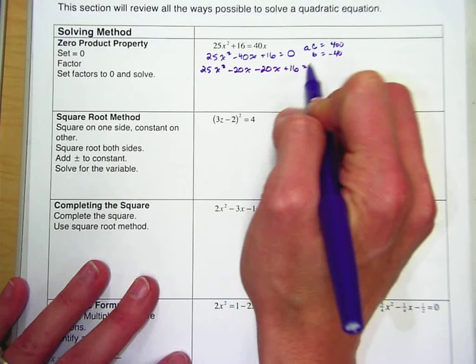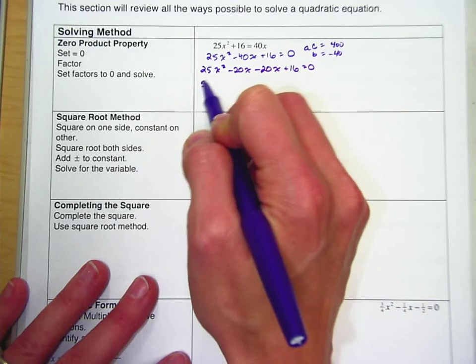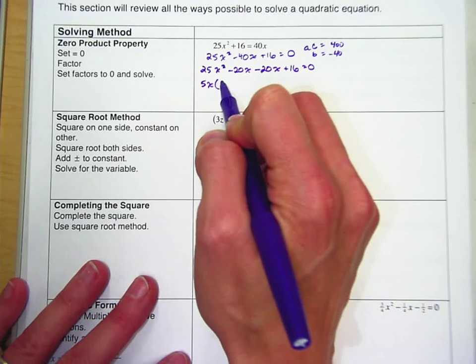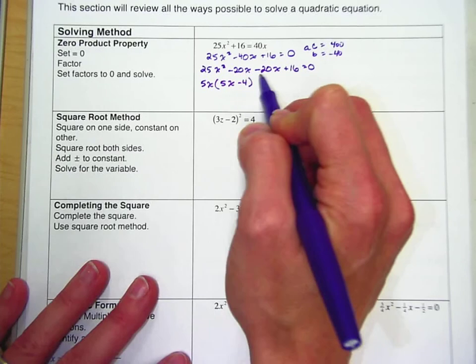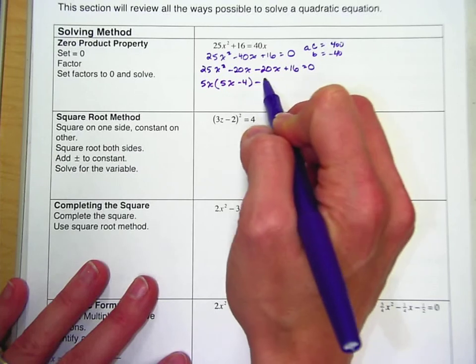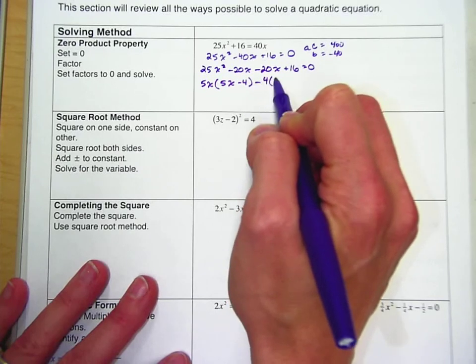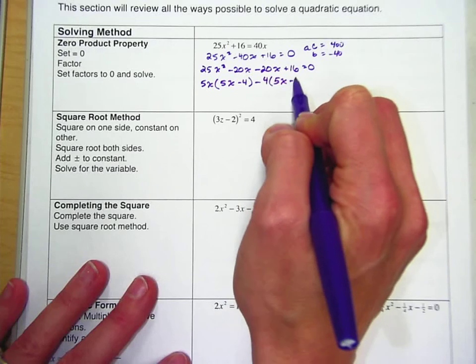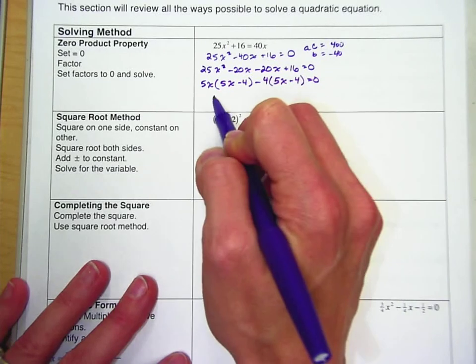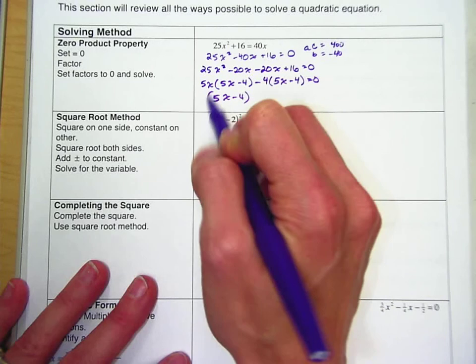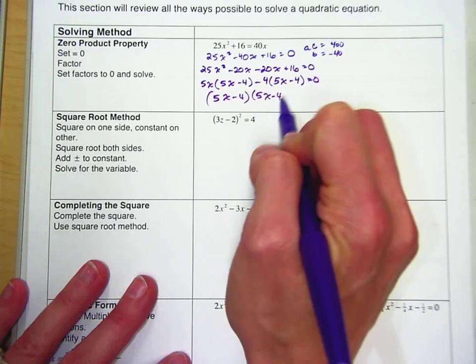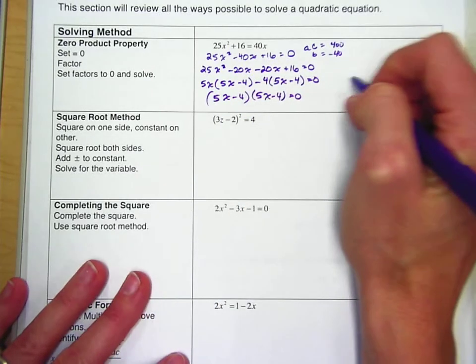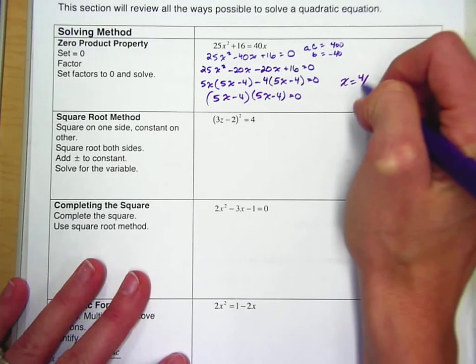So then we would get 25x squared minus 20x, that's how we're splitting the middle, minus 20x plus 16 equals 0. Factor out a 5x here, and you're left with 5x minus 4. Factor out a negative 4 here, and you're left with 5x minus 4. So then you get 5x minus 4 times a quantity, 5x minus 4. So for this one, it's just x equals 4/5.